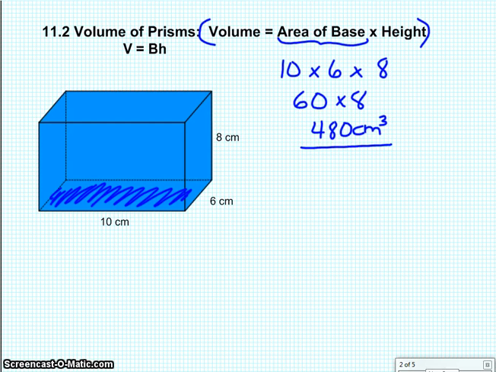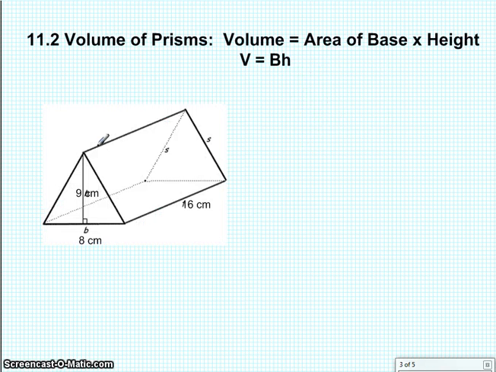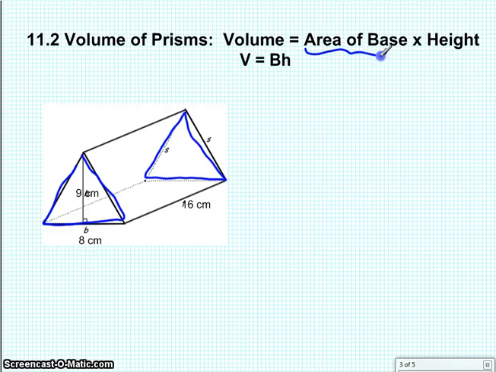Now the same formula works for any shaped prism you have. So for example, here is a triangular prism. I call it a triangular prism because my 2 bases, which are parallel and across from each other, are triangles. But basically, it's going to be the same formula. Volume is the area of the base times the height. Only this time for the area of the base, I have to use my triangle formula. Remember, the formula for the area of a triangle is 1/2 times the base times the height. And then I'm going to multiply it by the height of the prism itself.